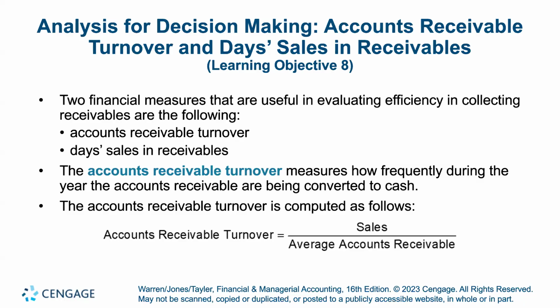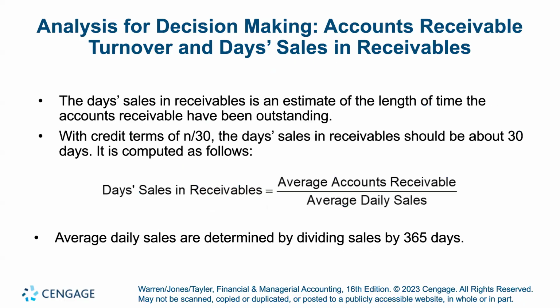And maybe in real life, you'd want to set goals, right? And say, we want our accounts receivable turnover to be no more than this amount. And then the second one, days sales in receivables: since we're taking our average accounts receivable and dividing it by our average daily sales, in essence, we're saying, how many days on average are we carrying these accounts receivable? It's an estimate of that.